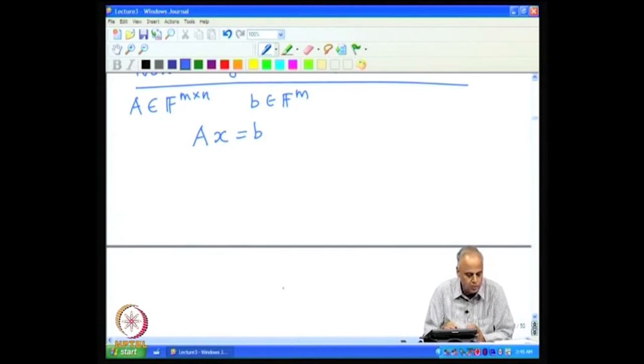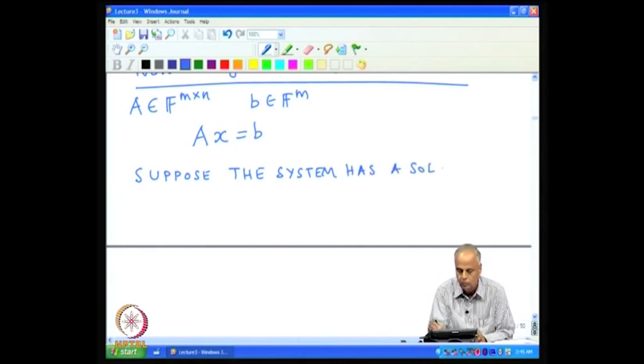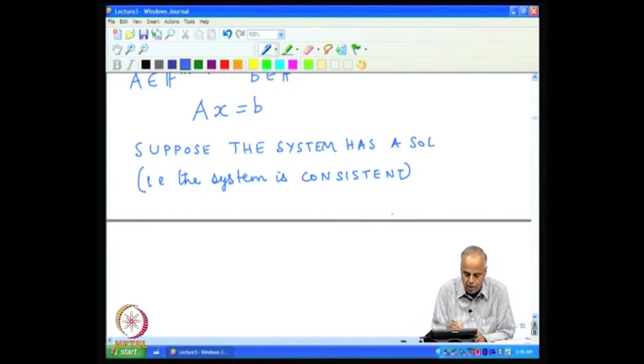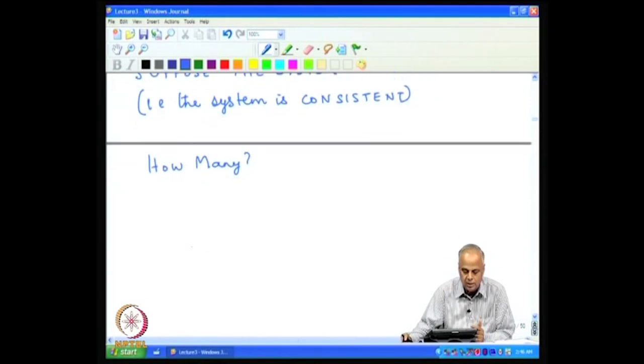Now, supposing we assume that the system is consistent. What do we mean by the system is consistent? That means the system has a solution. That means B satisfies the criterion required for the system to have a solution. So, we say, suppose the system has a solution. Whenever such a thing happens, we say the system is consistent. So, suppose we have a non-homogeneous system corresponding to the matrix A, and suppose the system is consistent, that is, it has a solution. The question is, how many solutions? Will there be one or many more, or 2 or 3, or how many solutions will there be?